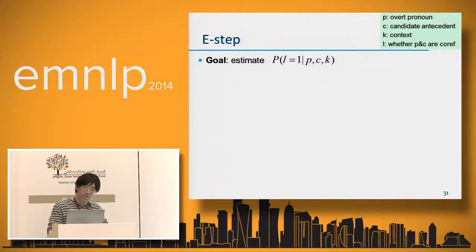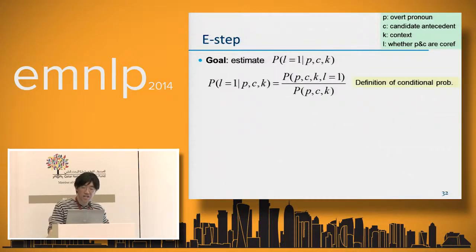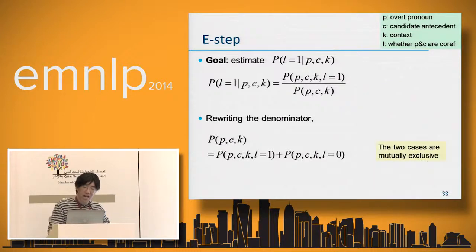Again, the goal of the E step is to estimate this probability that pronoun P and candidate antecedent C are coreferent given pronoun P, candidate antecedent C, and their context. So using the definition of conditional probability, we can rewrite this probability as the fraction on the right-hand side of this expression. Now we can rewrite the denominator P of P, C, and K as this sum because these two cases are mutually exclusive. Okay?